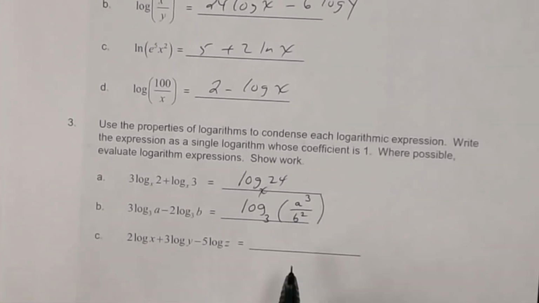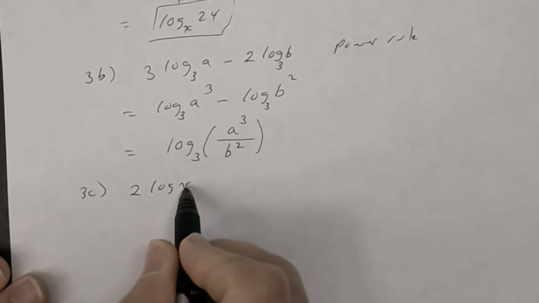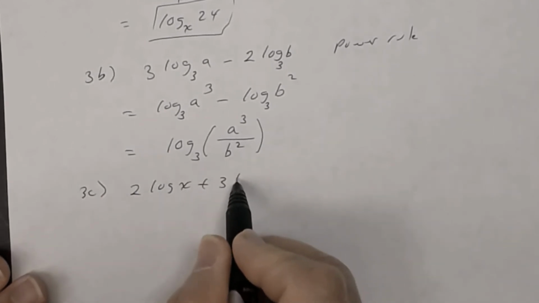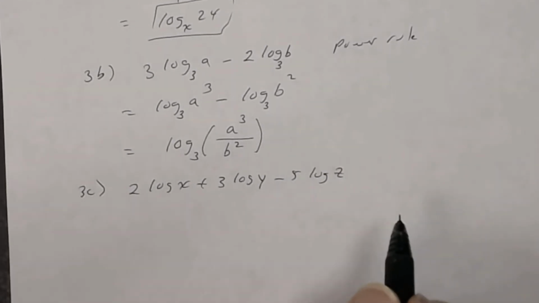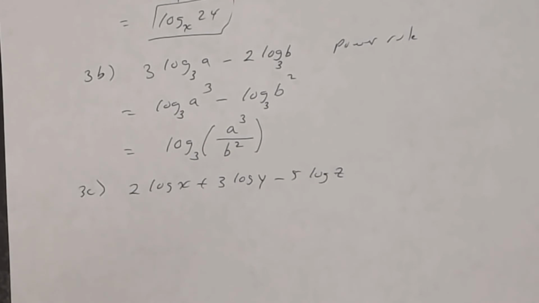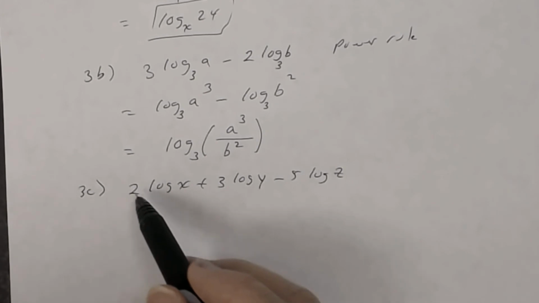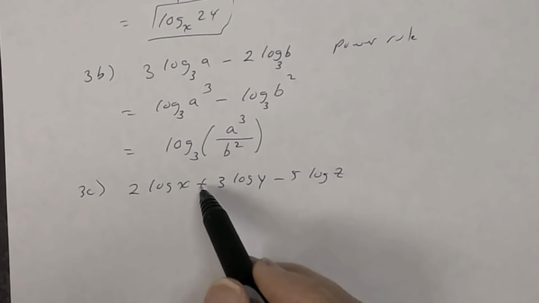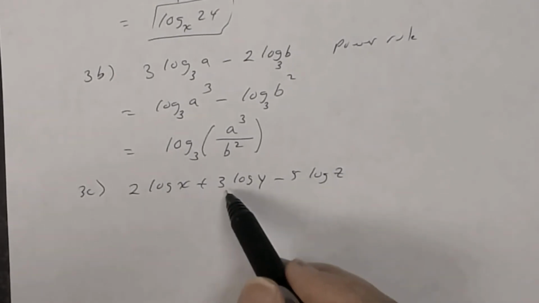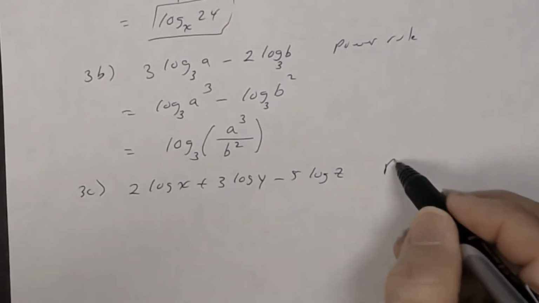All right, now in C, we have this. In C, we have 2 log of x plus 3 log of y minus 5 log of z. So I have 3 logarithms. If you're going to condense, you've got to make sure that these numbers in front of those logs, those coefficients, are 1s. So in this case, none of them are 1. That's a 2, you're adding 3 times the log, and you're subtracting 5 times the log, right? So we're going to use the power rule first.